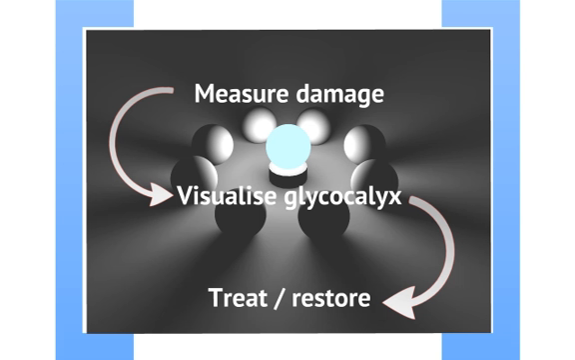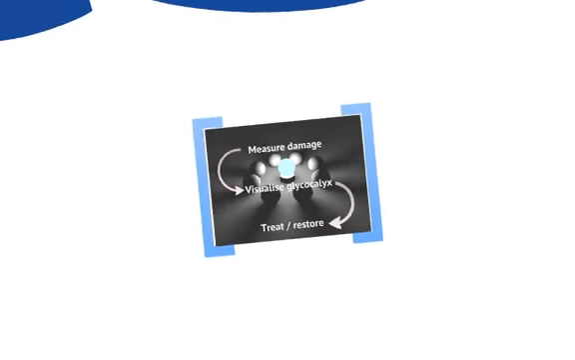What we really need, however, is to be able to measure the damage, visualize the glycocalyx, and then give something to treat and restore the glycocalyx. And possibly the science of glycomimetic therapy is what holds the key.